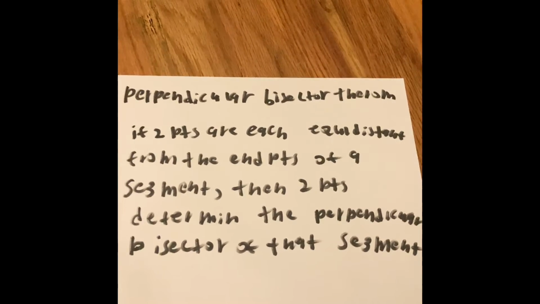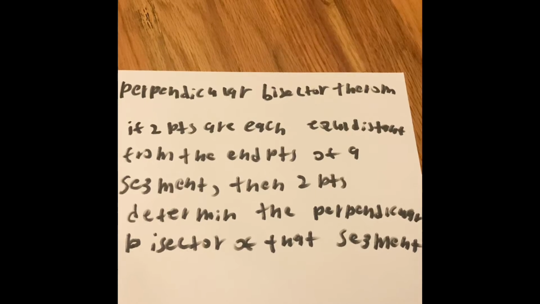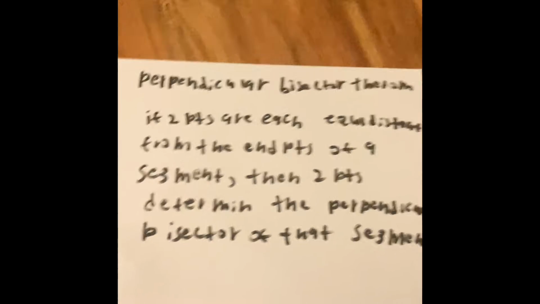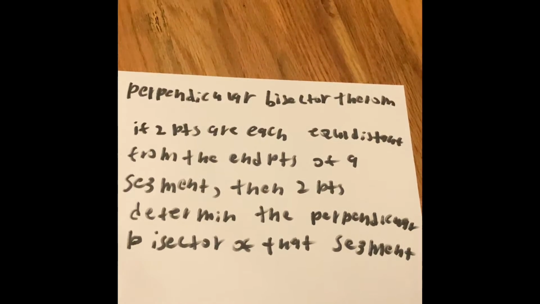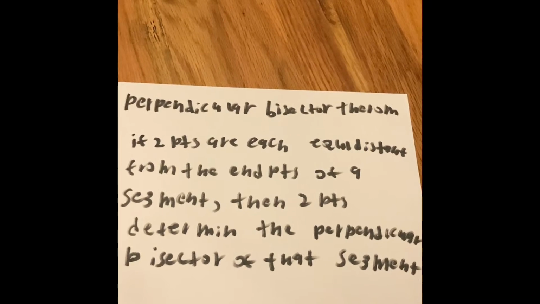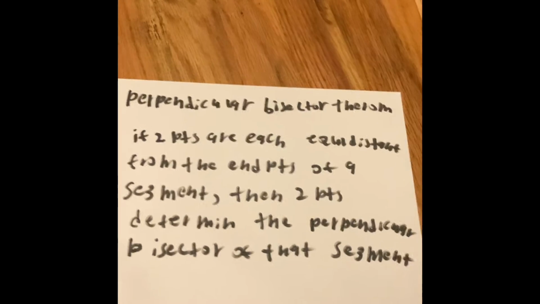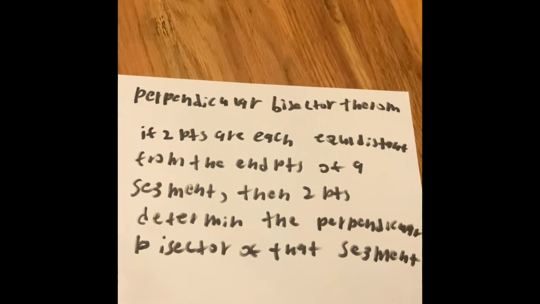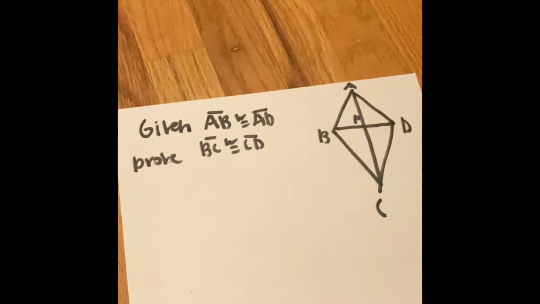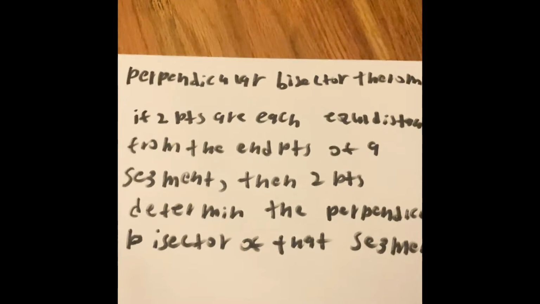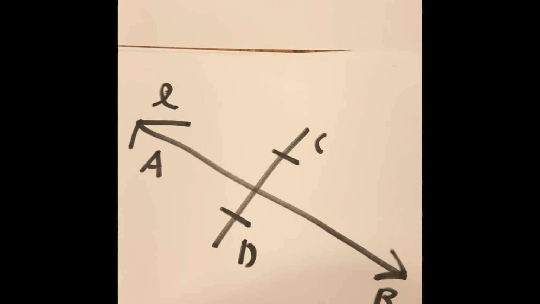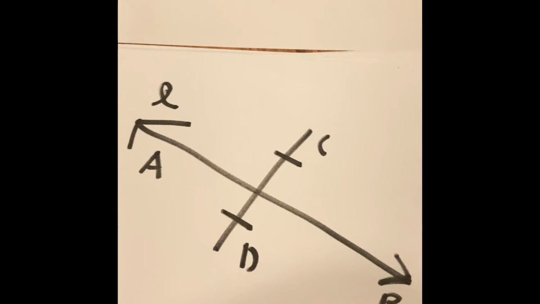Perpendicular bisector theorem. If 2 points are each equidistant from the endpoints of a segment, then those 2 points determine the perpendicular bisector of that segment. We don't really understand what that means yet, because that kind of sounds complicated. So let's get to our proof. But the problem with proving things is, before you prove it, what is a perpendicular bisector? Well, this diagram is a great example of that.